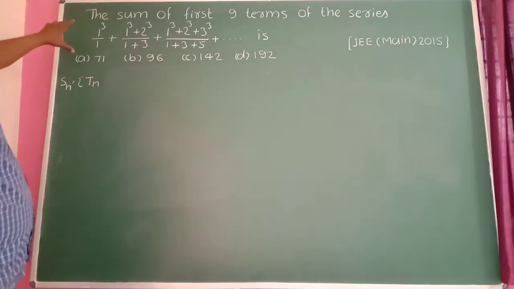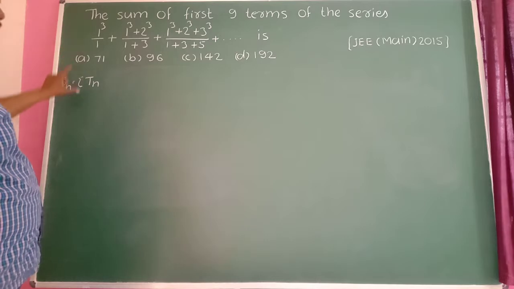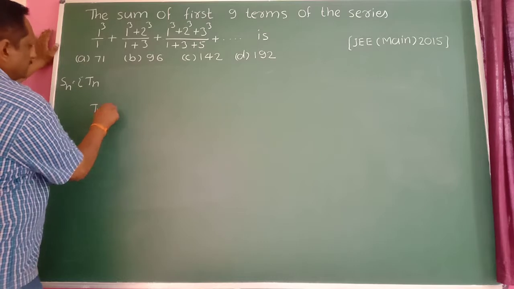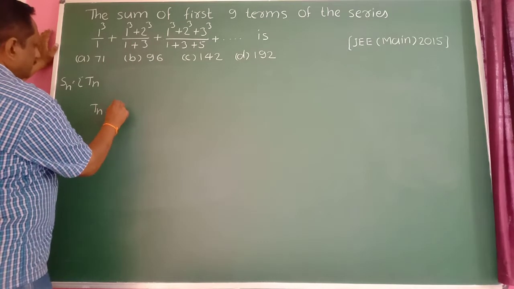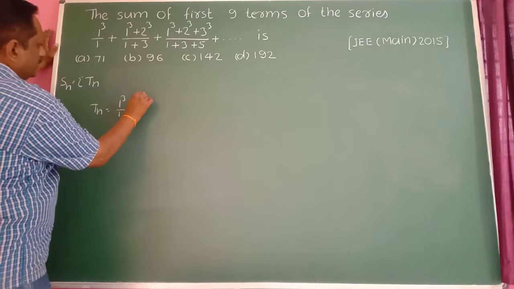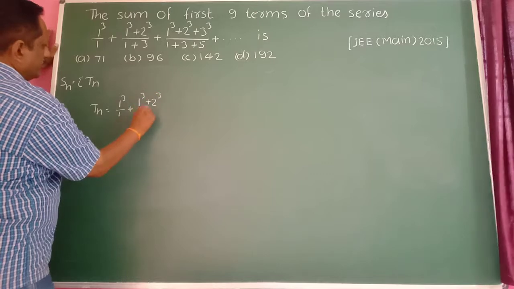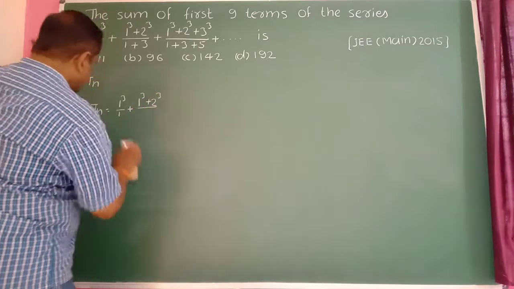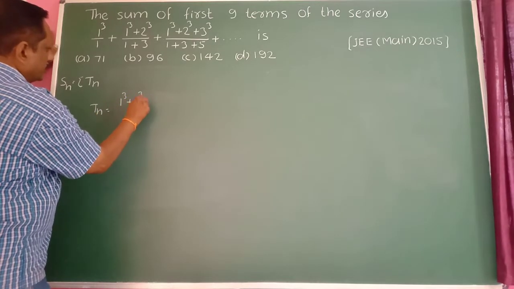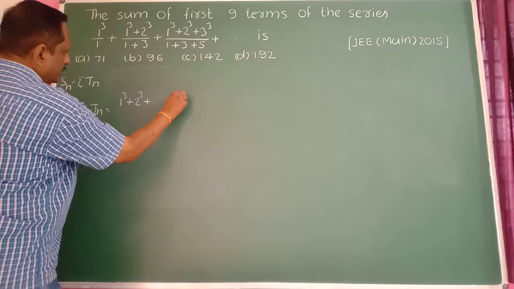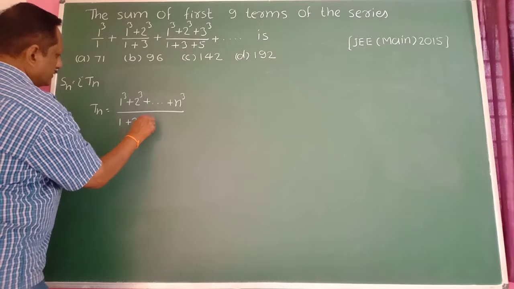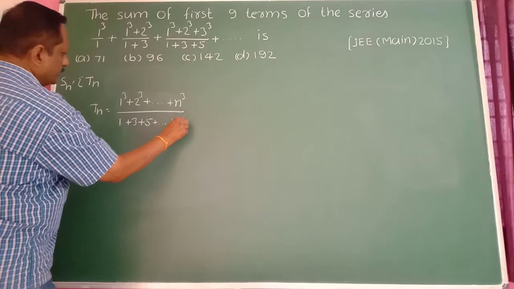Find the sum of first 9 terms of the series here. So Sn is the summation of Tn, that is the formula. So what is Tn in this case? In the given series, 1 cube divided by 1, plus 1 cube plus 2 cube divided by, otherwise we can directly write the nth term as 1 cube plus 2 cube and so on plus n cube, divided by 1 plus 3 plus 5 and so on up to n terms.